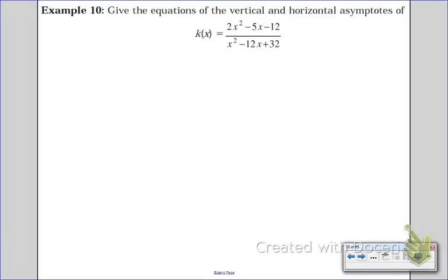All right. So what did you get for the horizontal asymptote? 2. The horizontal asymptote is y equals 2.